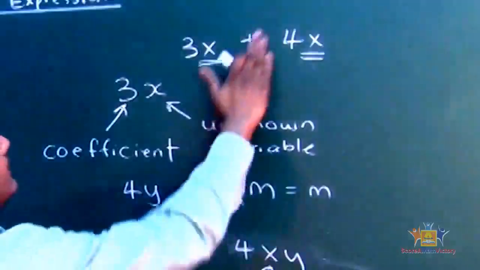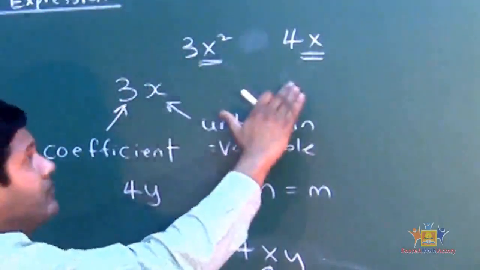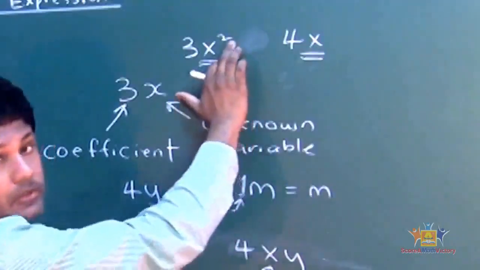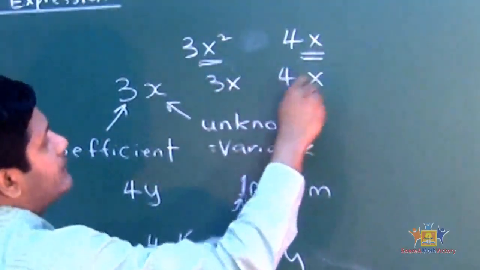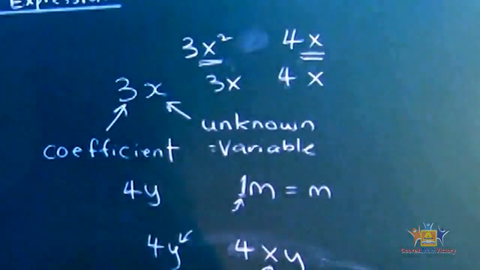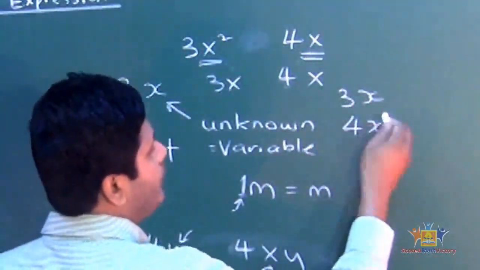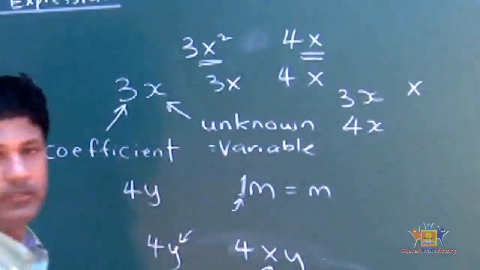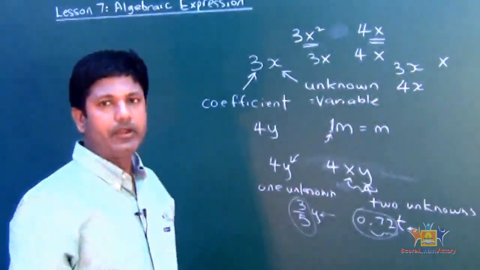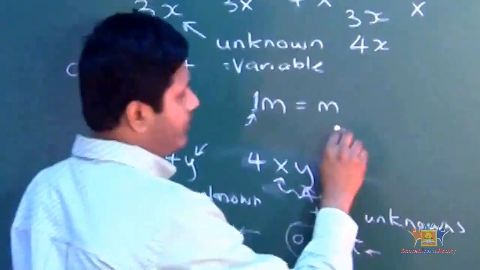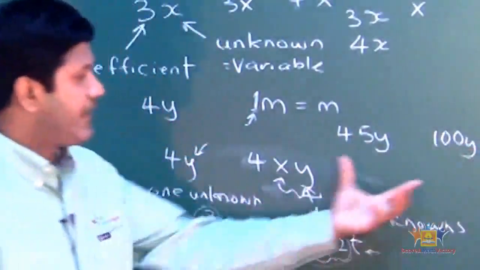These are not like terms. This is unlike terms because this one is x squared, with a power on the top, and this one doesn't have it. So this is not like terms. If it is 3x and 4x, yes, these are like terms. Usually, if they use the unknown as x, keep in mind that is how they will write it. Now let's say I have 45y and 100y. Are these like terms?